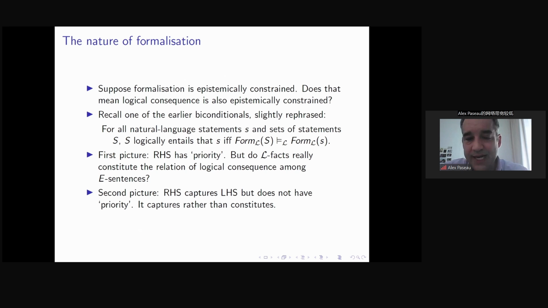On the second picture, the right-hand side captures the left-hand side, but it doesn't have priority in a sense. It just represents, it captures rather than constitutes. So that I think is a much more appealing picture. And this leads me to my last slide.